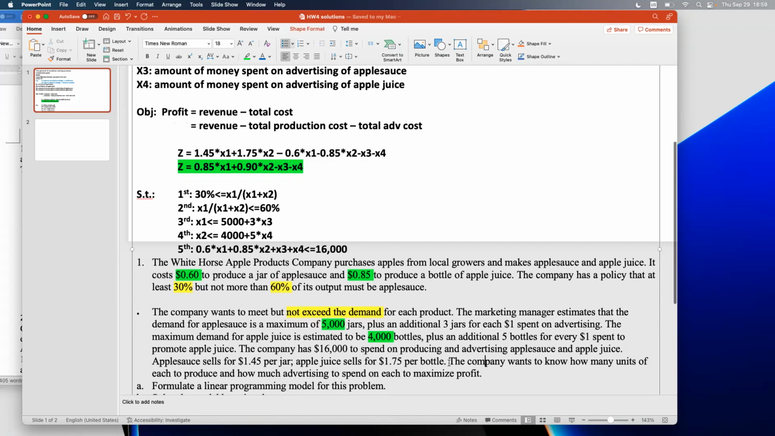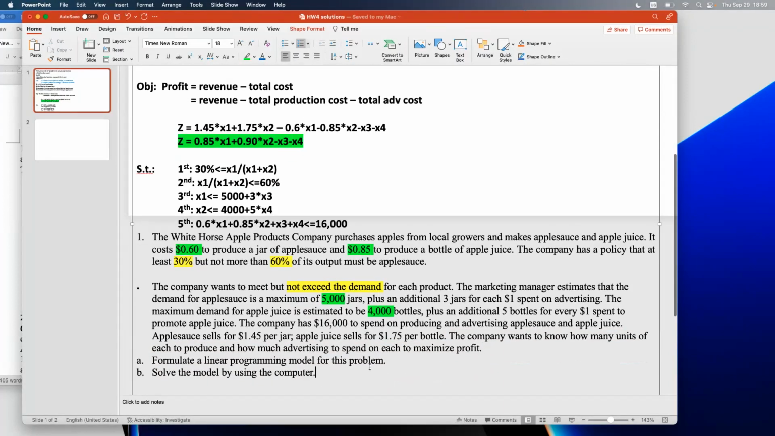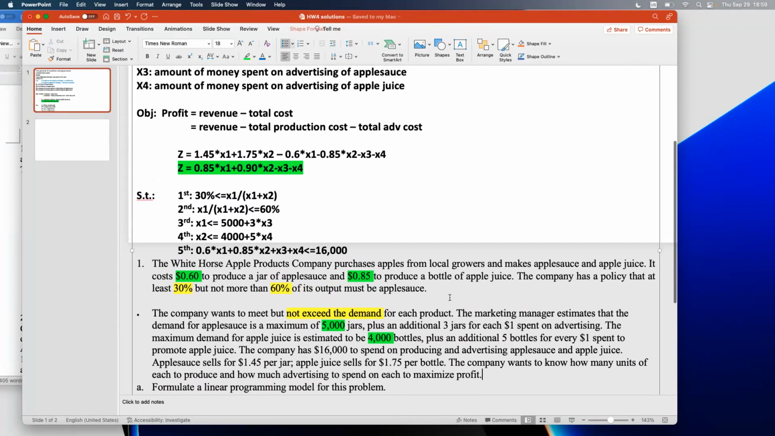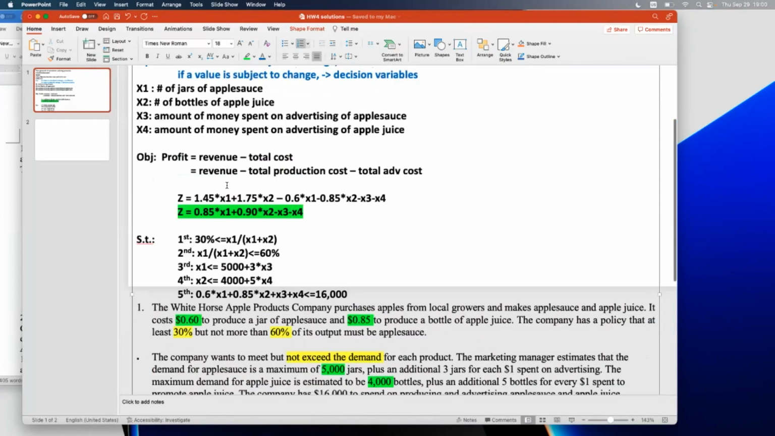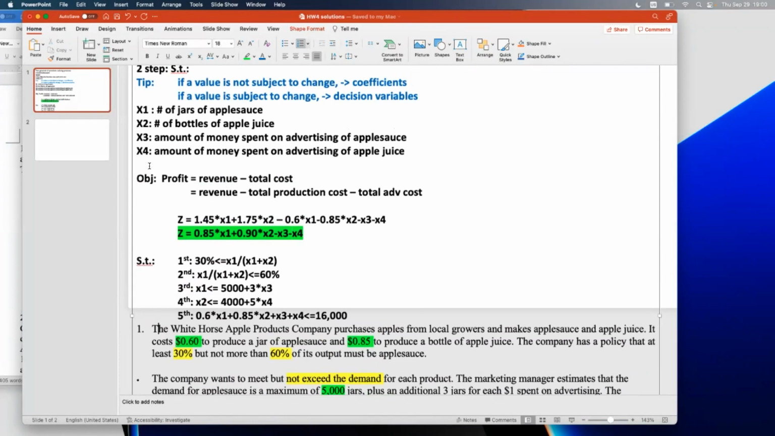And do we miss any information? To double check, the company wants to know how many units and how much money we spend on advertisement. So basically, all the information given in the problem has been used to formulate our model. So that's our model.